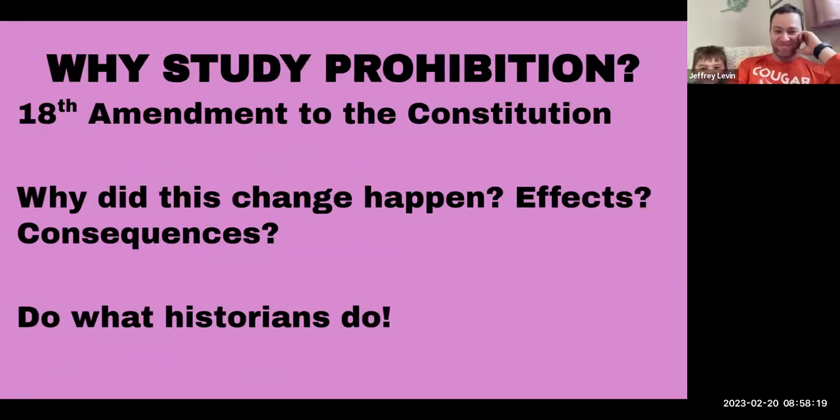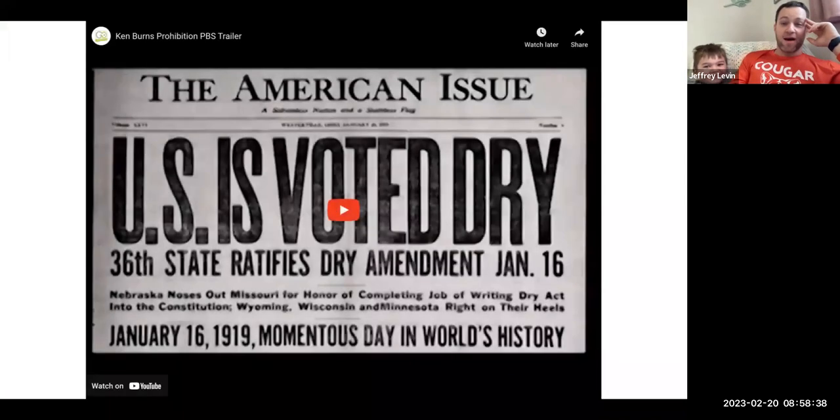Hi. All right, so a couple of things we want to talk about is, first of all, the 18th Amendment to the Constitution. Why did this happen? What the consequences of this were, and then at the end of this video, we're going to spend some time doing a little bit about what historians do, which is work with primary sources. I'm going to post these videos. I'm not going to show them on this, so you guys can watch them if you would like to.